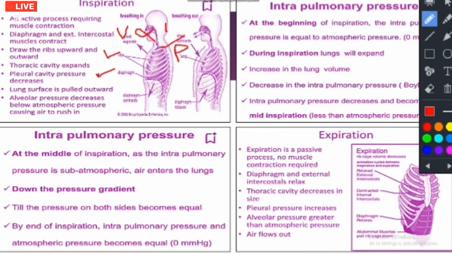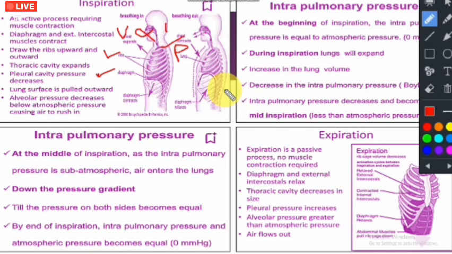These are the pressure and volume changes we are talking about. And if you understand this, you will clearly understand the mechanism of breathing. Which other pressure do we have? Atmospheric pressure. Let's take other pressures.